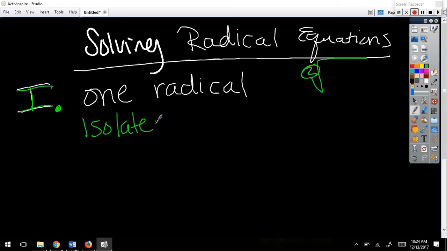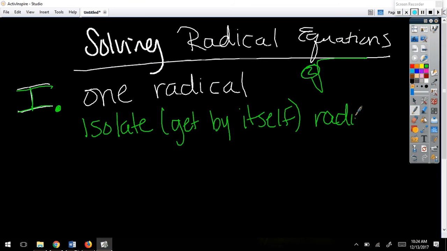The first thing we want to do is isolate. Now tell me, what does isolate mean? Get it by itself. So we're going to isolate the radical. Then we should be able to get rid of the radical. And we're going to talk about how we get rid of the radical. Then get rid of radical.